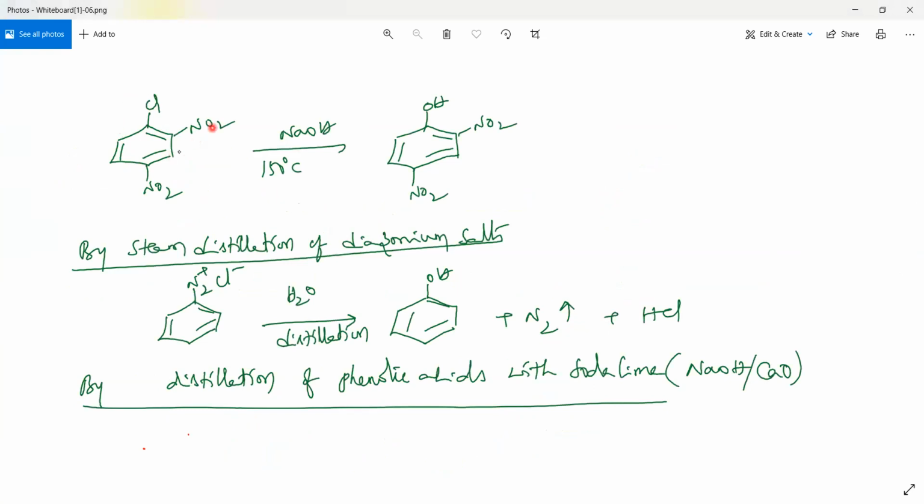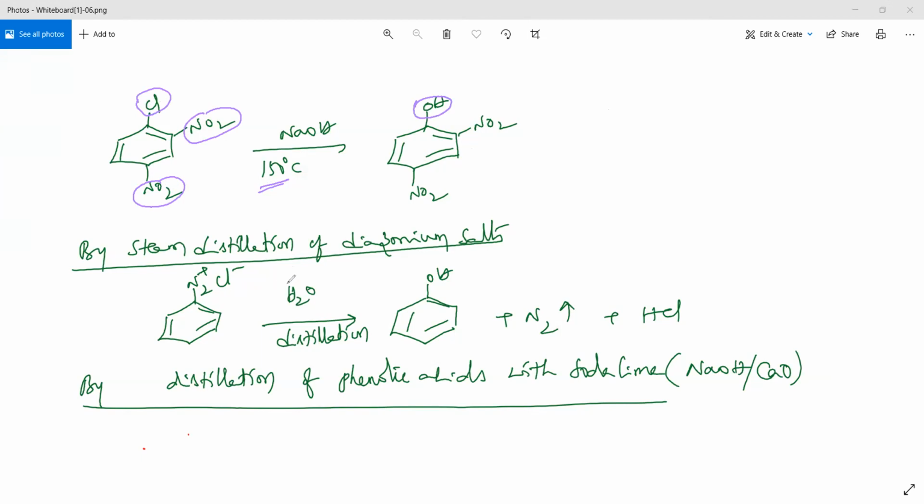Then dinitrochlorobenzene. Two electron withdrawing groups are present here. The presence of two electron withdrawing groups makes nucleophilic substitution easier. That is why here we are using only 150 degrees Celsius. So Cl minus is easily substituted by OH minus.